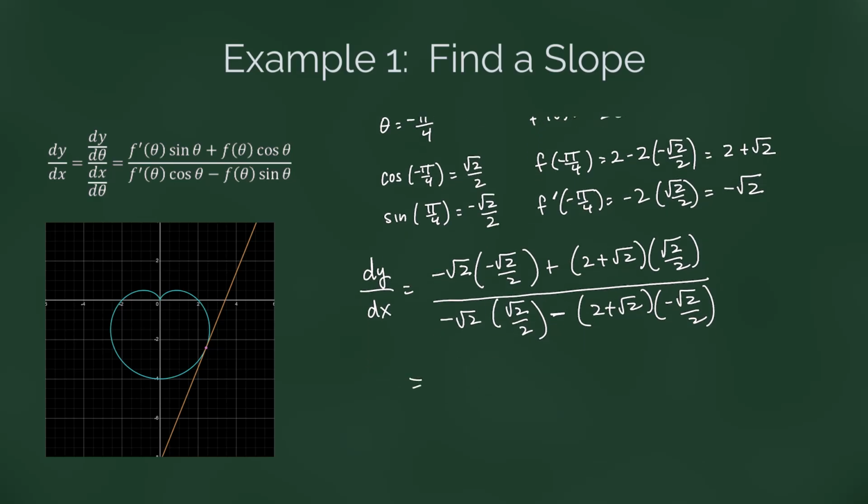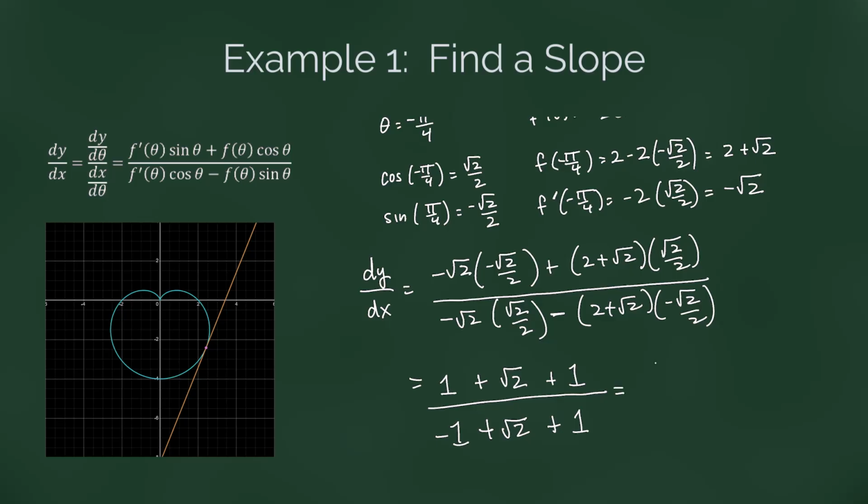We'll tidy that up. So negative root 2 times negative root 2 over 2 gives us positive 1. Distributing, we're going to get root 2 and another positive 1. In the bottom, negative root 2 times root 2 over 2 gives us negative 1. The two negatives that we see there end up making the remaining terms all positive, so we're going to get a positive root 2, and then we're going to get a positive 1.